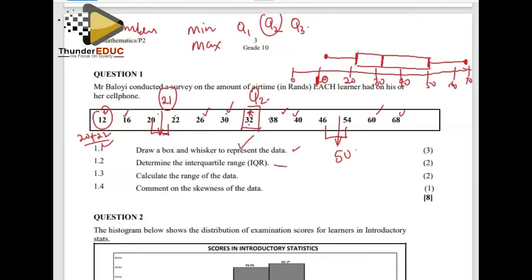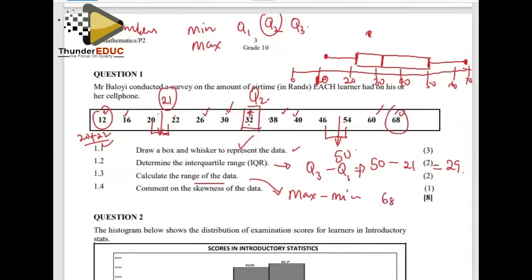And then they want us to determine the interquartile range. We know that the interquartile range is basically Q3 minus Q1. Our Q3 was 50, our Q1 was 21. So the answer is going to be 29. All right, then the range, we know that range is the maximum minus the minimum. So our maximum is 68 minus the minimum, which is 12. If I subtract this, I'm getting 56.